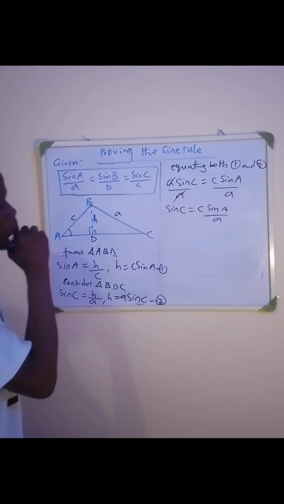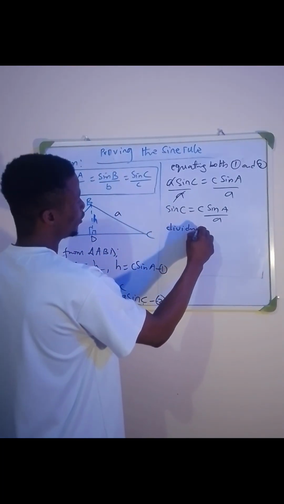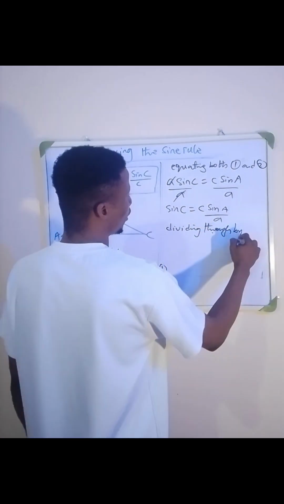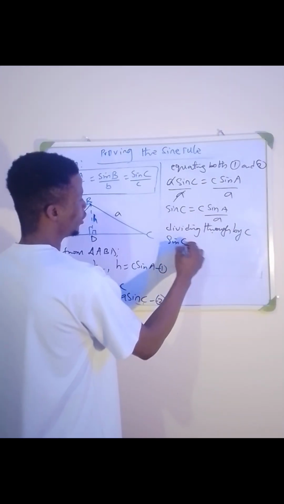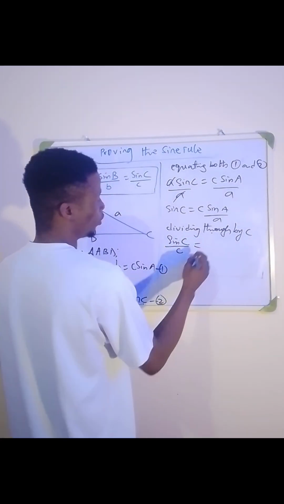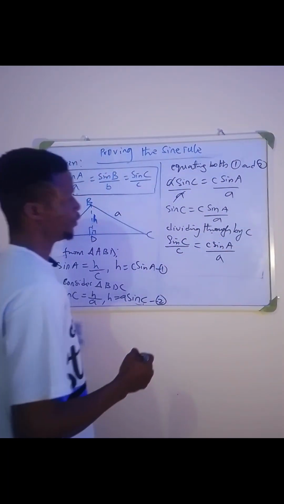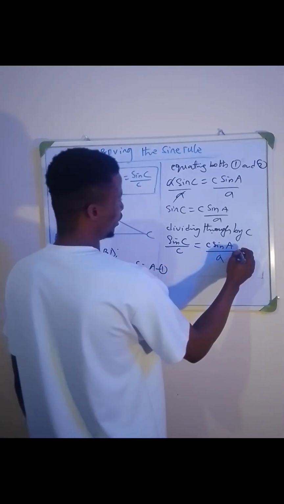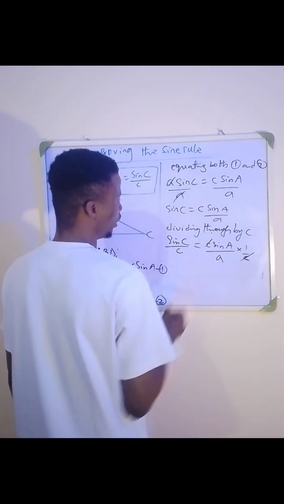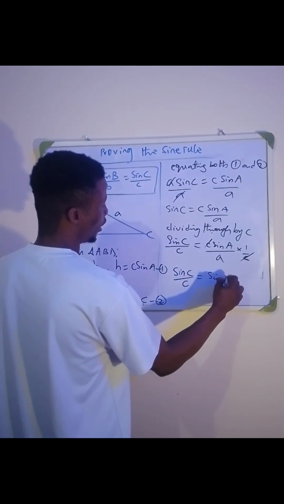You can also divide through by C. So you have sine C over C equals C sine A all over A. Then you divide by C, meaning that you're going to multiply by 1 over C. So this will cancel this, and we now have that sine C over C equals sine A over A.